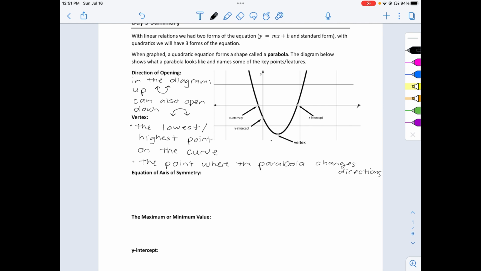Now the next two key features are related to the vertex. So the vertex would obviously be a coordinate, right? Because it's a point, it would be like an x, y coordinate.